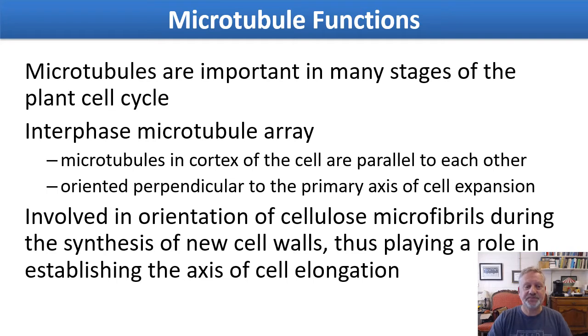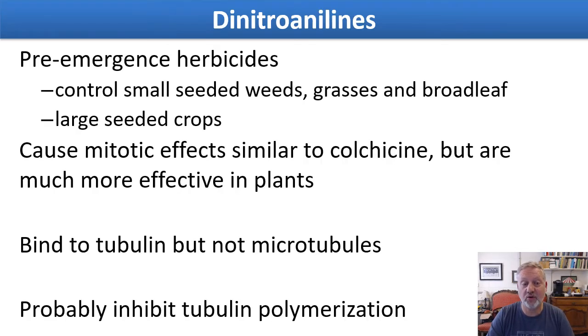Those inhibitors prevent the formation of microtubules, and that basically stops plant growth. And these herbicides, such as the dinitroanilines, tend to be pre-emergence herbicides applied before the plant emerges from the soil. So they control small-seeded weeds, grasses, and broadleaf. And they can be used in large-seeded crops because they have very little effect on large-seeded plants.